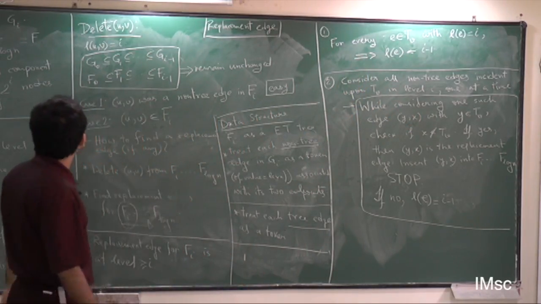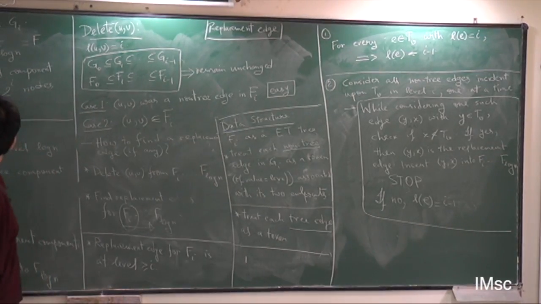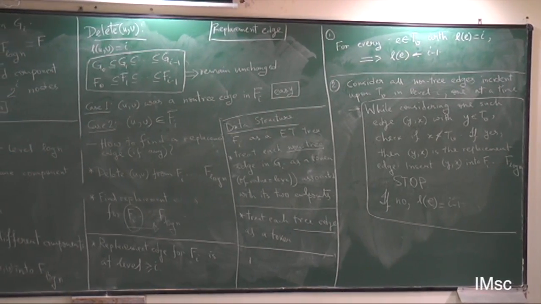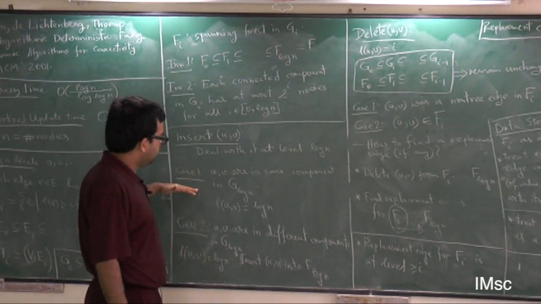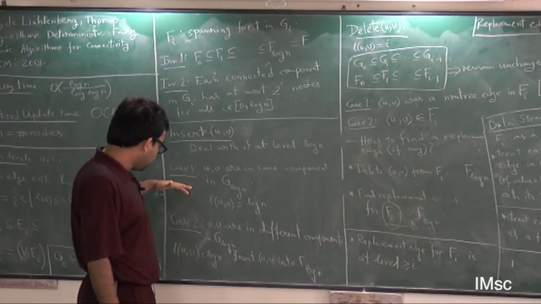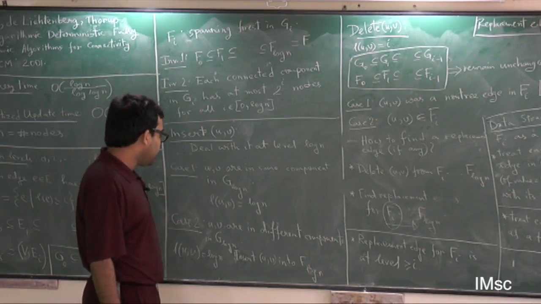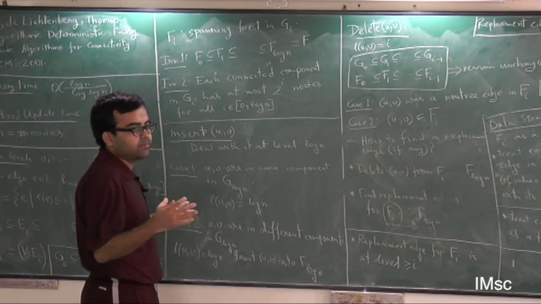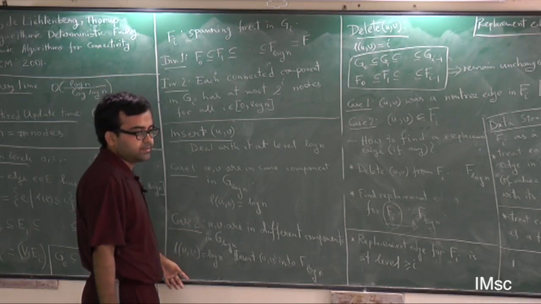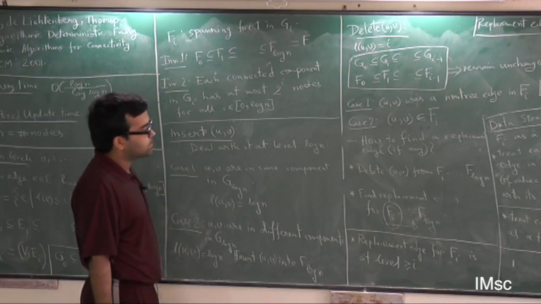Now let's just look at the total work that is being done. So for insert, we are just dealing with it at level log n, right? And you can see that at most you are just making one insertion into the ET tree data structure at level log n, or constantly many insertions. So this will be worst case log n time.